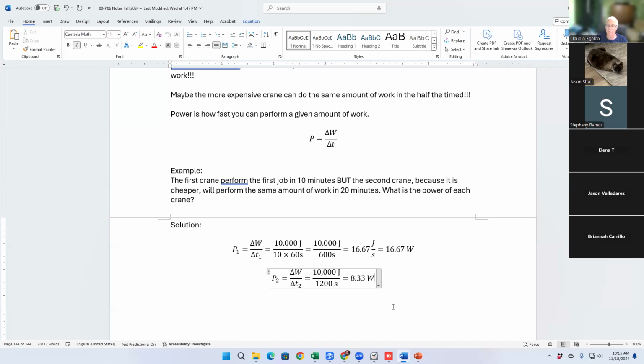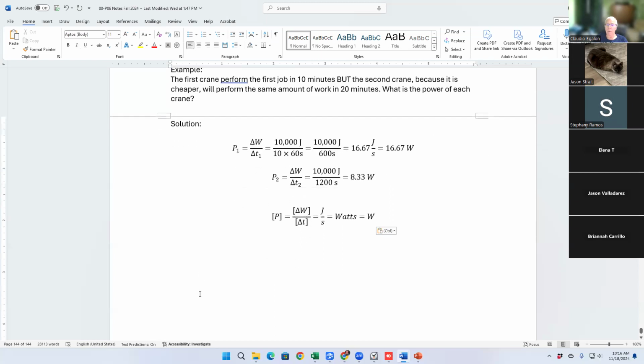8.33 watts. So if time is important for you, you might want to buy the more expensive crane. Okay, so that's the very bare idea of power: how fast you can do a given amount of work. Here's the unit of power: delta W over delta T, watts, or W.